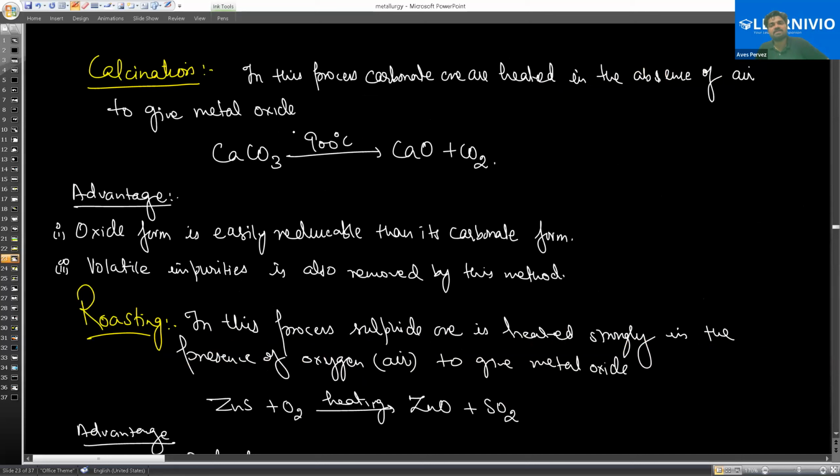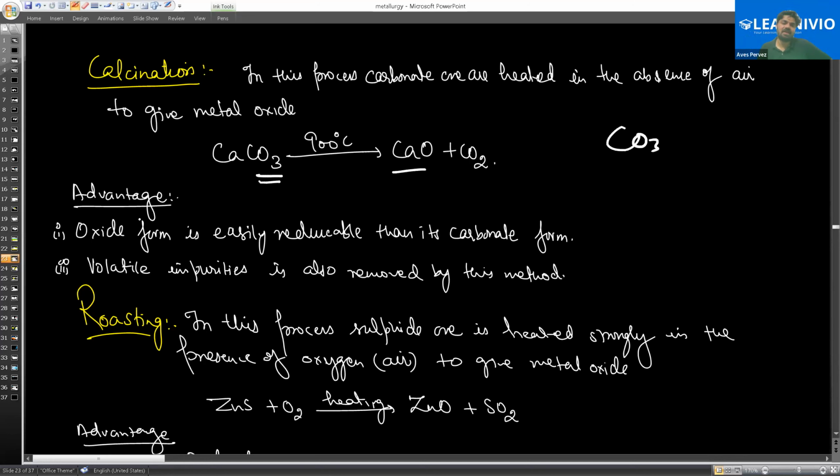So what is calcination and roasting? Calcination is a process by which we convert carbonate ore into its oxide form. Since there is already oxygen present in the carbonate group CO3, no external oxygen is required. When we heat the carbonate ore in the absence of oxygen, it gets converted into the respective metal oxide. If it is zinc carbonate, we will get ZnO. If it is calcium carbonate, we will get CaO.